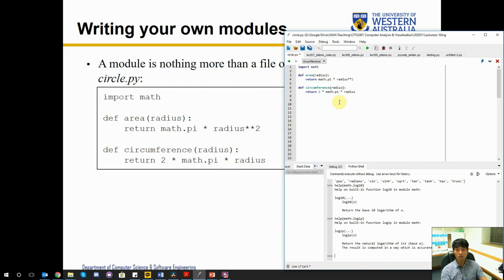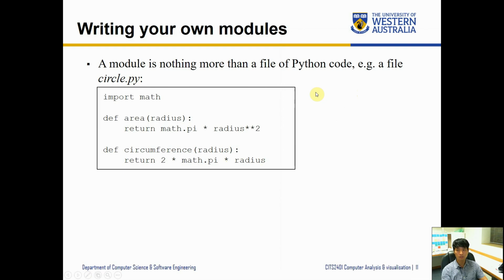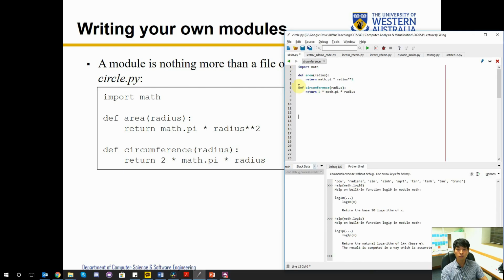So this is our module. This code here migrated to here, and it has two functions, area and circumference. It's basically finding the area and the circumference, the round distance, from the radius. What you have to do is save this inside the same folder as the program you're going to use to import this module.